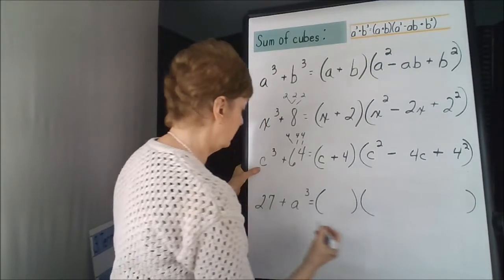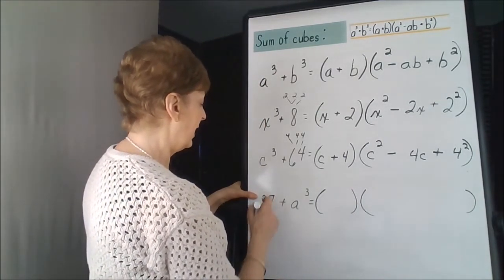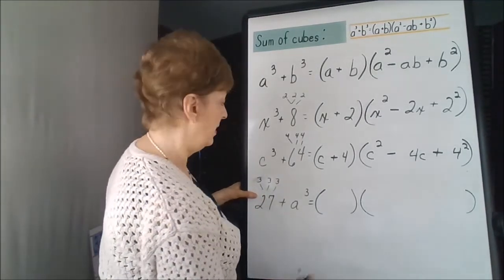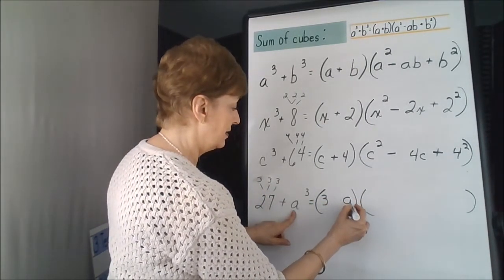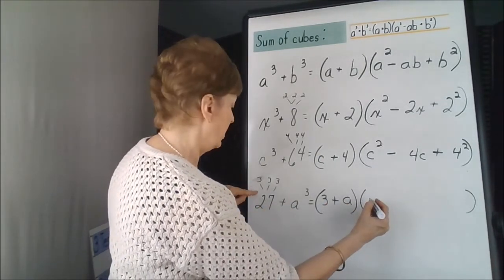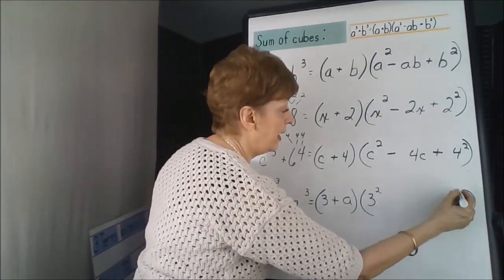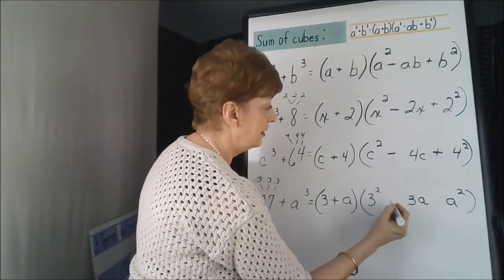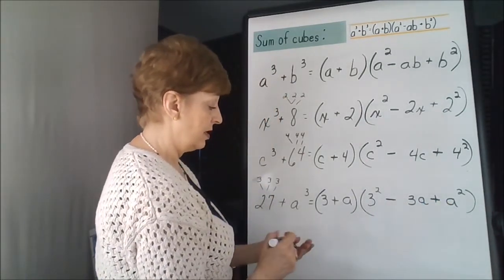Binomial, trinomial. Factor 27. 3 times 3 is 9, and 9 times 3 is 27. So the 3 times 3 times 3. One of the 3's at the front, one of the a's with the positive sign in between. 3 squared goes here, a squared goes there, and then one of each in the middle. A negative sign, a positive sign. And that's it. There, it's factored.